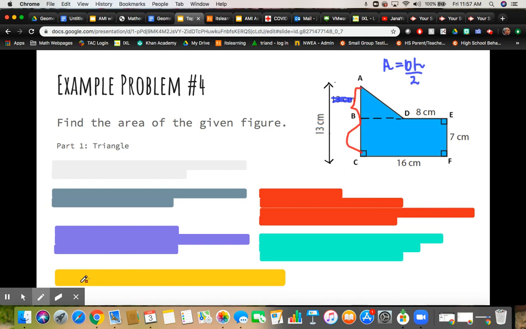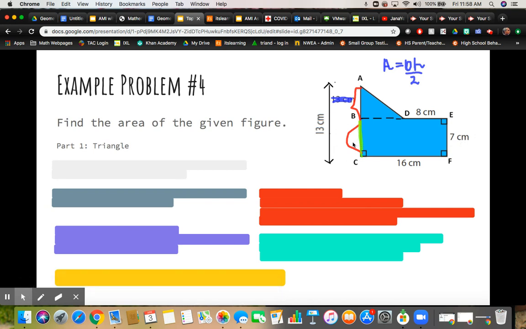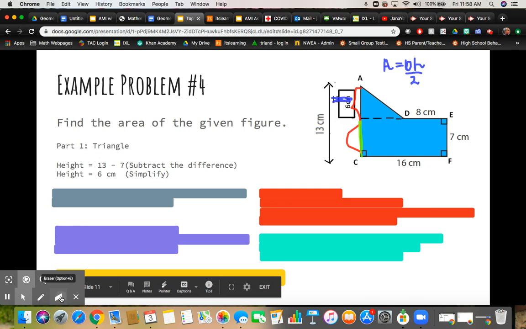I need to find out how much this side right here is so I can figure out what's left over here. I can actually figure that out from the rectangle. If this side is 7, then that must also mean that this side here is also 7. So I'm just going to subtract the difference of my heights, the total height minus the portion that I don't want, which was the 7. So if I do 13 minus 7, I get that my height is 6 centimeters.